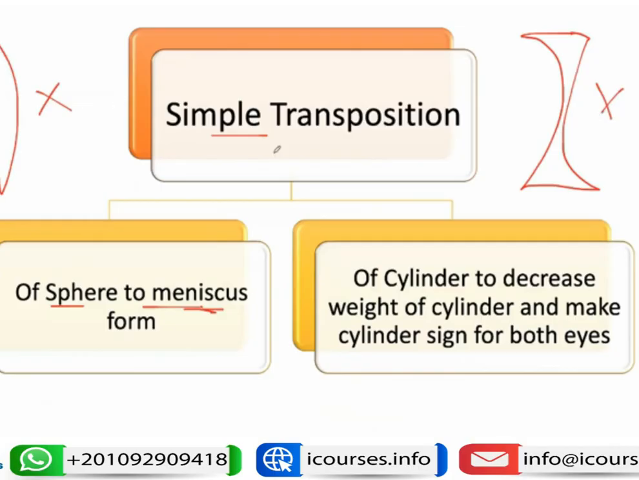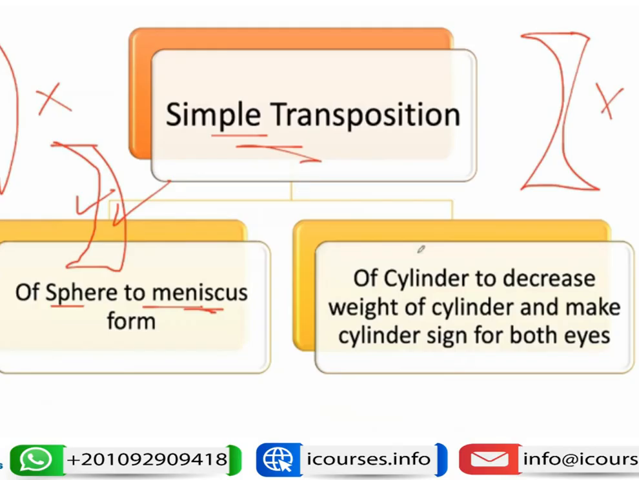But rather than this, we will make a simple transposition by doing a meniscus form. A meniscus form means that the lens has a convex surface and a concave surface according to the refracting power that we need. If we need a plus power, then we will make the convex surface more powerful than the concave surface. If we need the total power of the lens to be concave, or of minus value, we will make the concave more than the convex. So this is what's called simple transposition of the form of the lens.